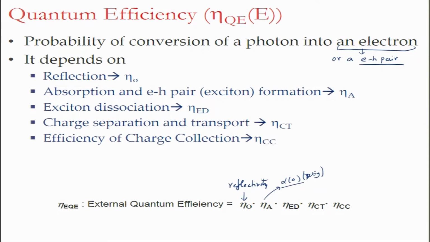Then we have exciton dissociation. This is usually not a problem in case of inorganic semiconductors, but could be an issue in organic semiconductors. So, this is a problem in organics. Otherwise, it is all right, you get pretty high exciton dissociation efficiency in inorganic semiconductors. Absorption efficiency of course is higher for direct band gap semiconductors than for indirect band gap semiconductors.